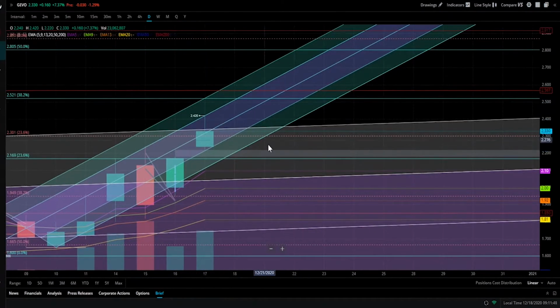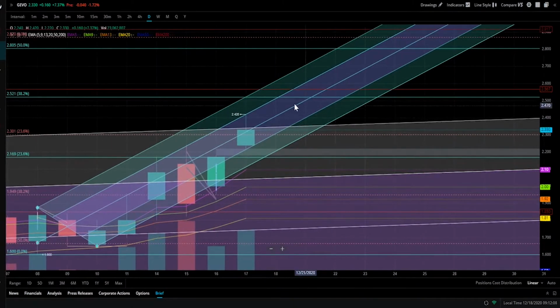So the general big picture, I'm seeing it holding this level, which also coincides with the inner support of the small channel, and maybe try to push all the way up to this level, which is 2.52, which is the 38 extension level of Fibonacci.